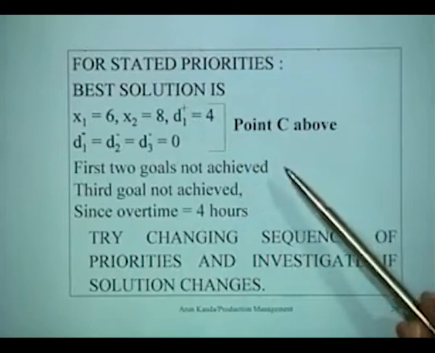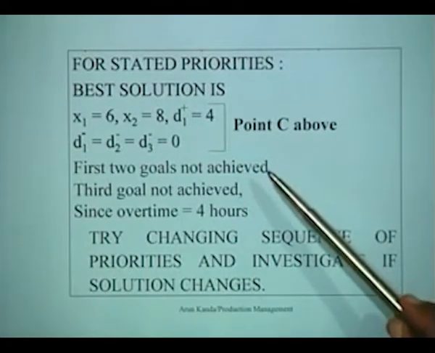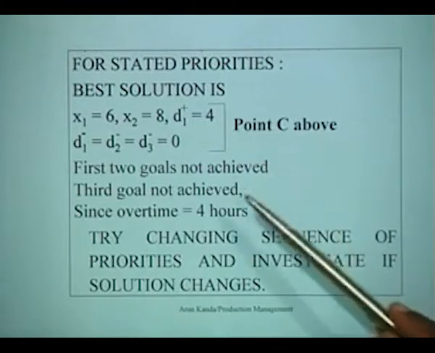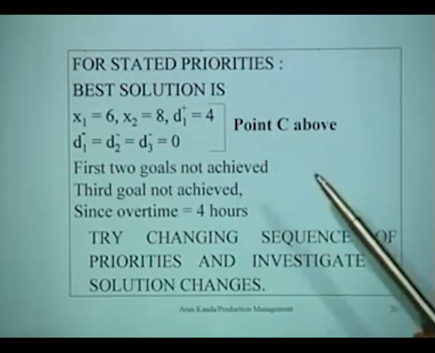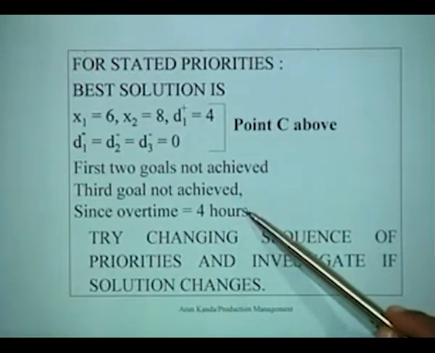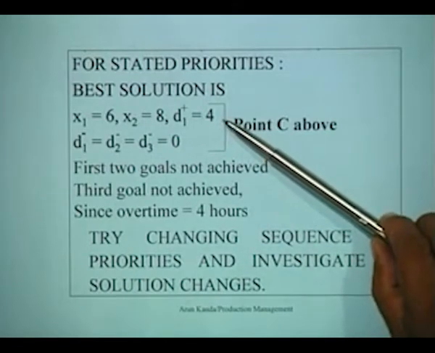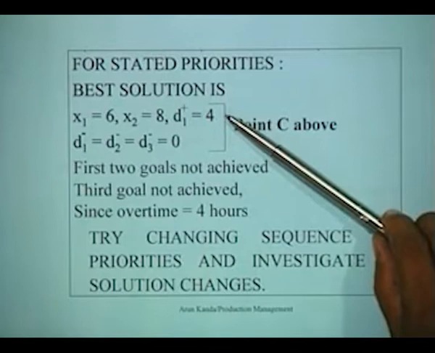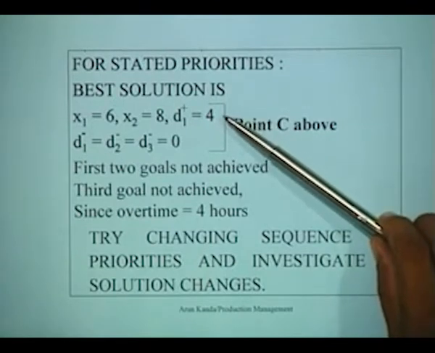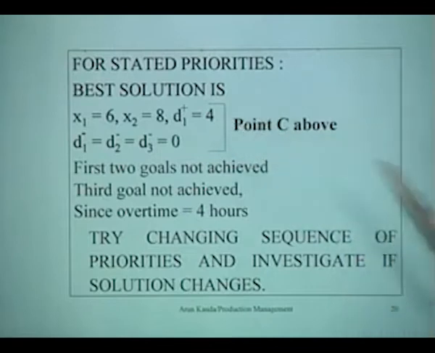And at this particular stage the first two goals are not achieved, the third goal also is not achieved, and since the overtime at this stage is 4 hours, you can keep on changing the sequence of priorities and investigate if the solution changes. That is something that you can do. In fact, what we are talking about here is a variation of linear programming typically known as goal programming, in which we define a goal and then talk about the deviations from the goal, and we are then looking for solutions within a certain priority. So this would be the way in which a goal program would look at this particular solution.